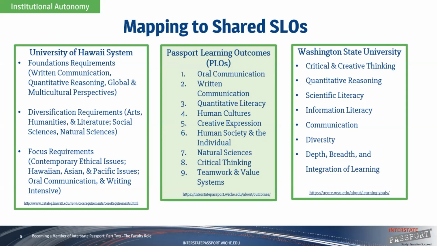a general education program. This example of the general learning outcomes of the University of Hawaii system and the Washington State University represents the differences that you'll see across institutions and how they portray their learning outcomes, the different buckets that they put their expectations into, and then comparing that in the center to the passport learning outcomes. You can see there is similarity, there's also difference, but when you take the next step down to look at the detail, typically you'll find that there is a great deal of similarity.